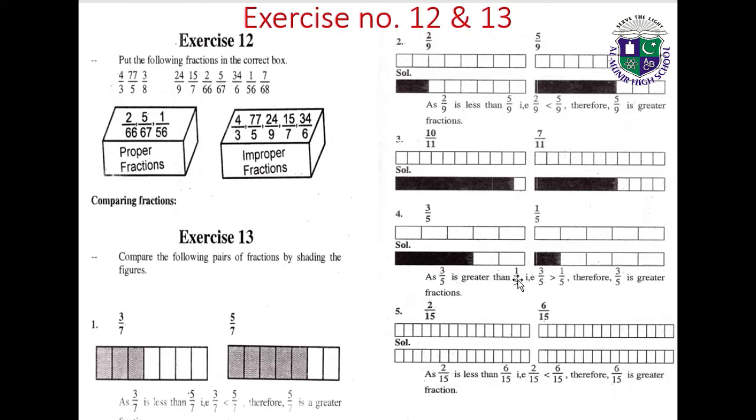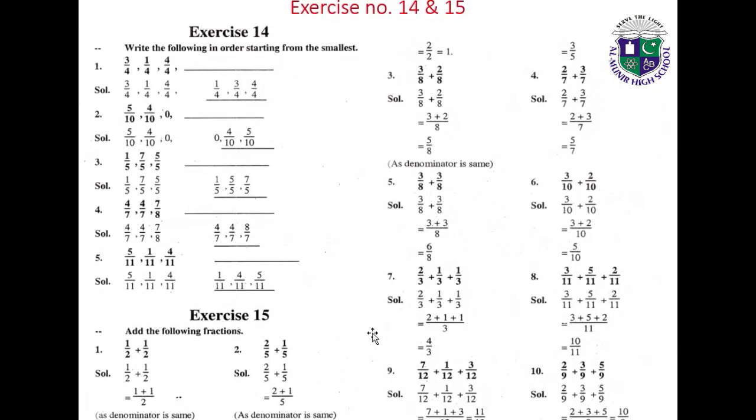3 over 5 is greater than 1 over 5. Therefore, 3 over 5 is the greater fraction. Question number 5. 2 over 15 and 6 over 15. 2 over 15 is less than 6 over 15. Therefore, 6 over 15 is the greater fraction.